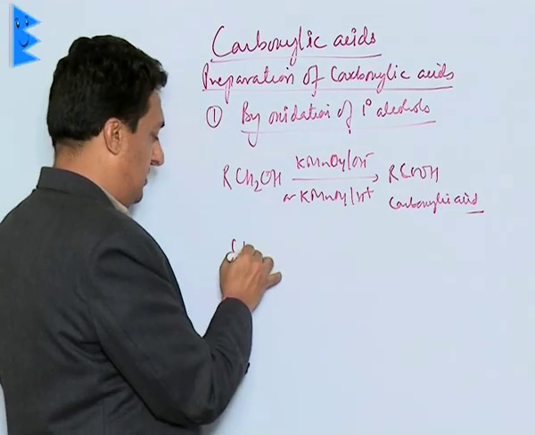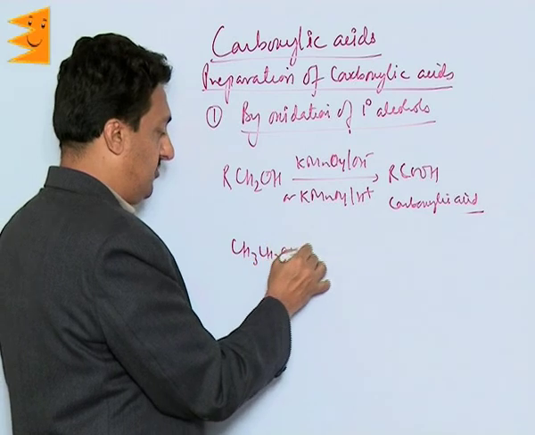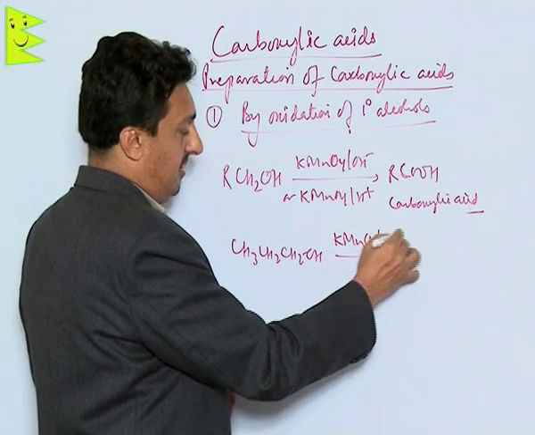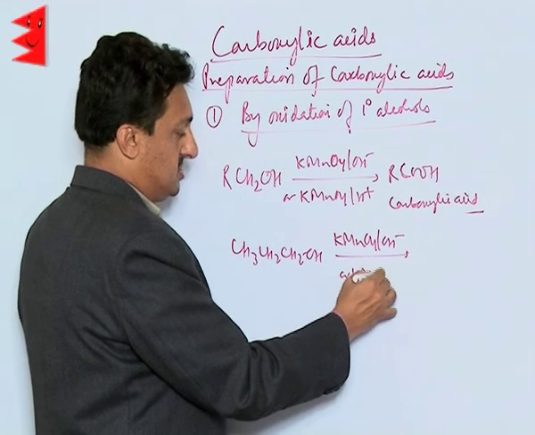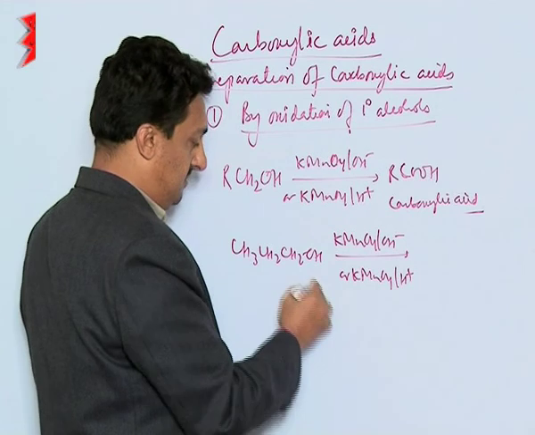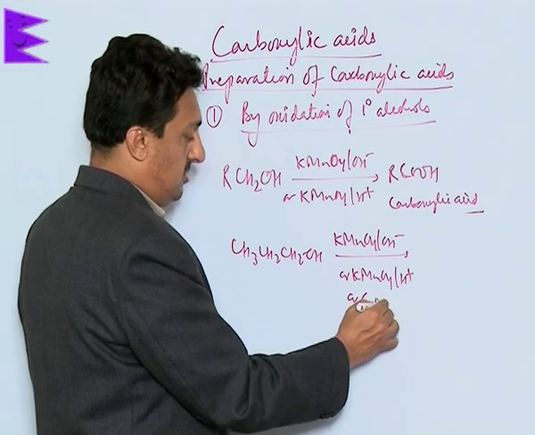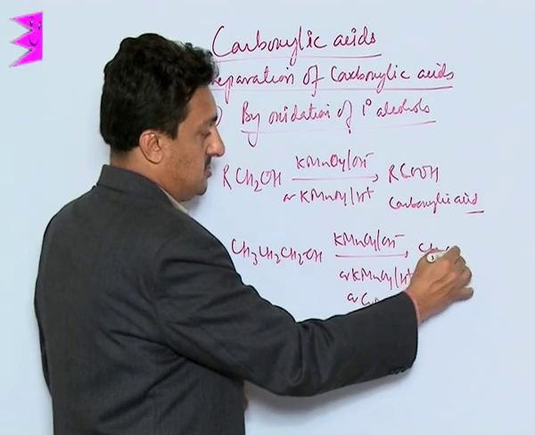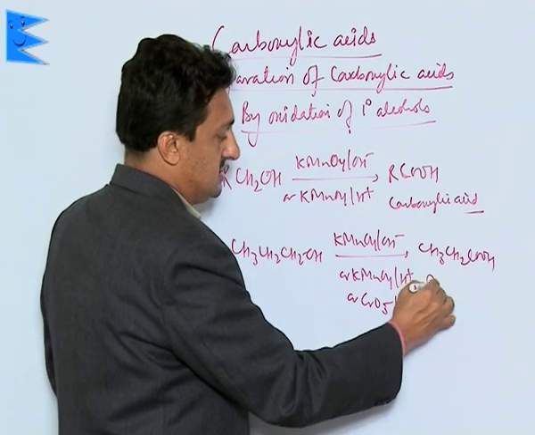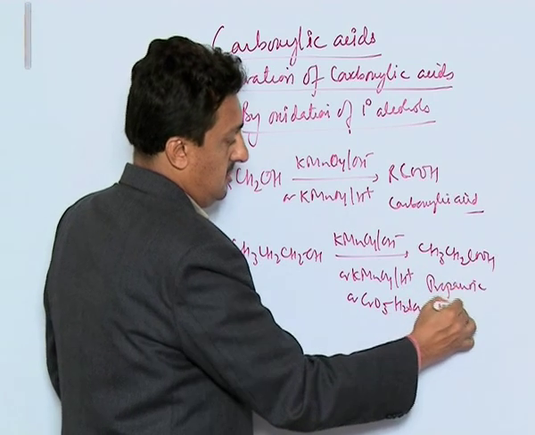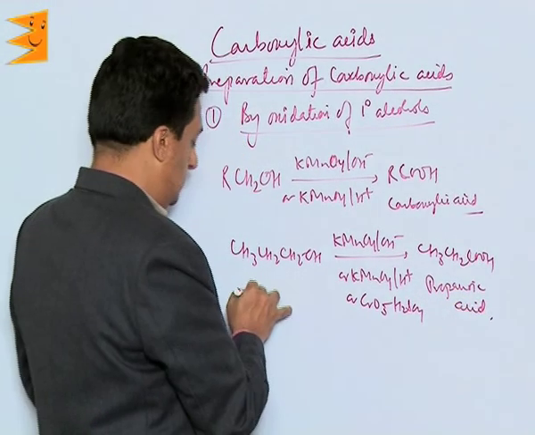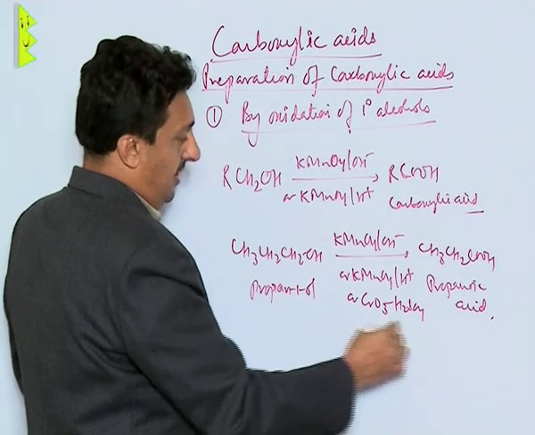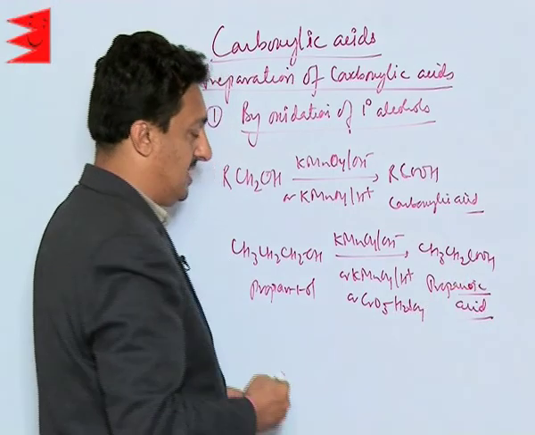So if we have CH3CH2CH2OH, propan-1-ol, that on oxidation by Baeyer's reagent, or by KMnO4 in acidic medium, or by oxidation using chromic oxide and H2SO4, is going to give us what? Propanoic acid. So propan-1-ol gets oxidized to propanoic acid.